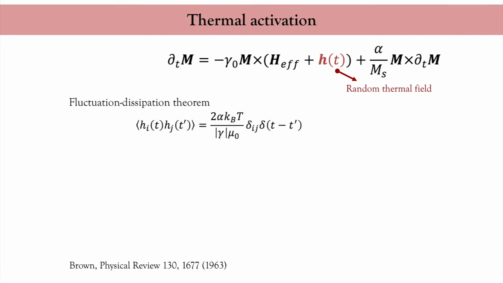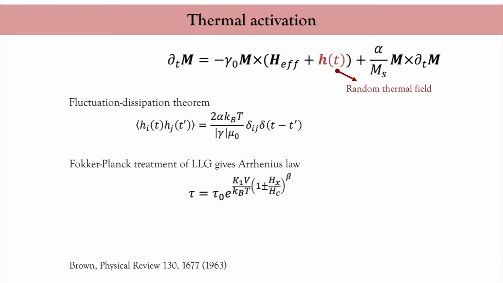With this thermal field in hand, one can determine the lifetime of a magnetic state as a function of the temperature. I am not going to enter into the details of the derivation, but let me just mention that one can obtain this lifetime through the Fokker-Planck equation, as was done by Brown in his seminal paper. This treatment leads to an Arrhenius law, given here.